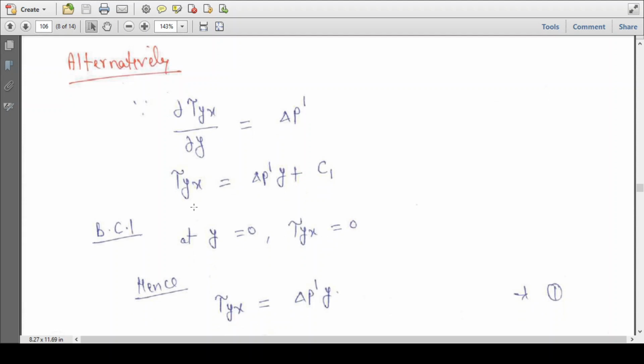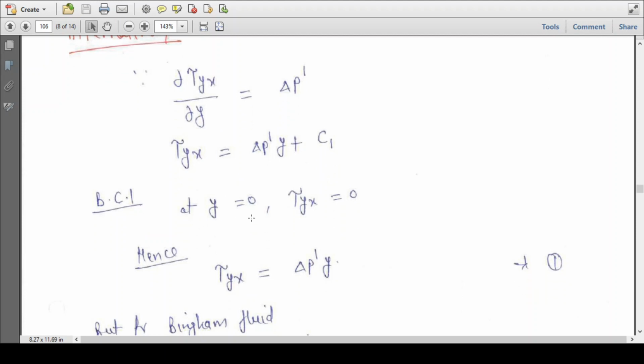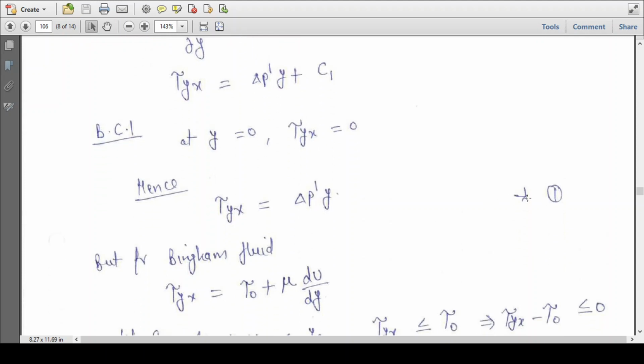Now this profile can also be generated alternatively in this way. You already have del tau yx upon del y equal to delta p dash. This can be integrated this way. So you have a constant; at y equal to 0, tau yx equal to 0, because this is far away from the boundaries, and the velocity would be higher here, maximum. At the maximum condition the shear stress must be 0. Therefore this constant c1 equals 0, and you have tau yx equal to delta p dash y. Now this is equation 1.